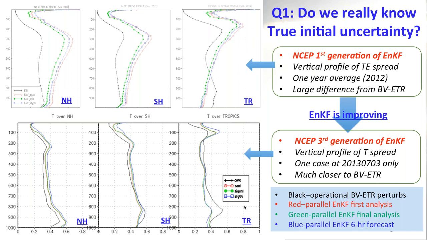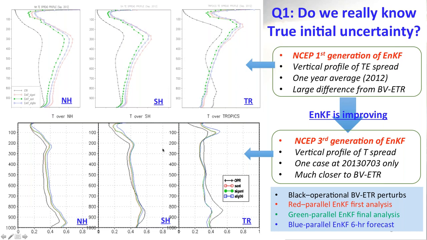The top three plots are the northern hemisphere, southern hemisphere, and tropics, showing the initial uncertainty or spread, the vertical profile. The black line over here is the breeding vector we were using many years ago, which was operational. We still have that one, it's a legacy system. And the color line represents the EnKF, the first generation of EnKF. To give you background, the upgrade of the EnKF system is a fourth, fifth, or sixth generation anyway. But that's the first time you saw that one. You can believe both represent the initial perturbations, but there is a big difference. This is a 1 year average, okay.